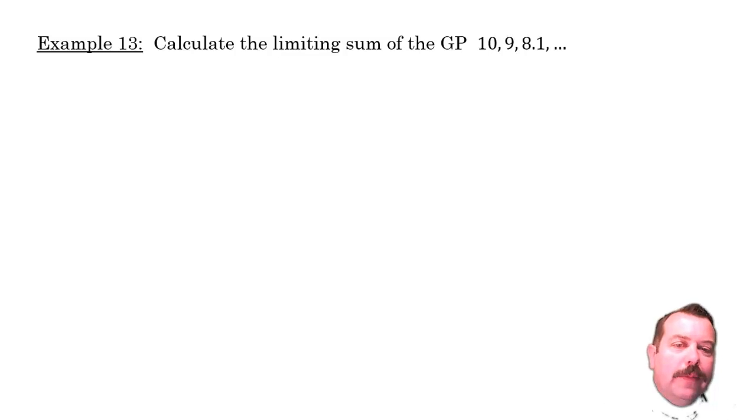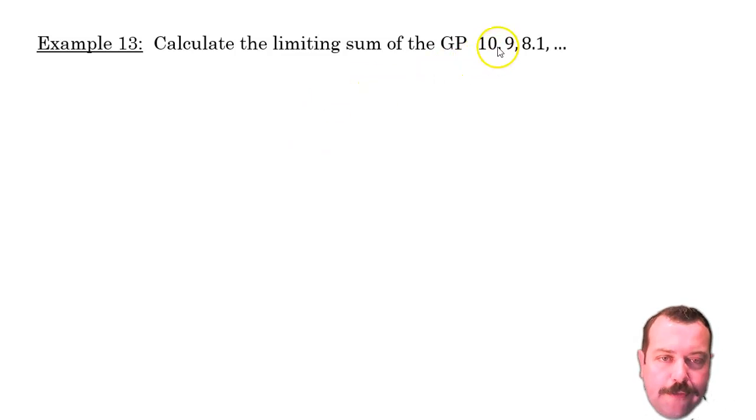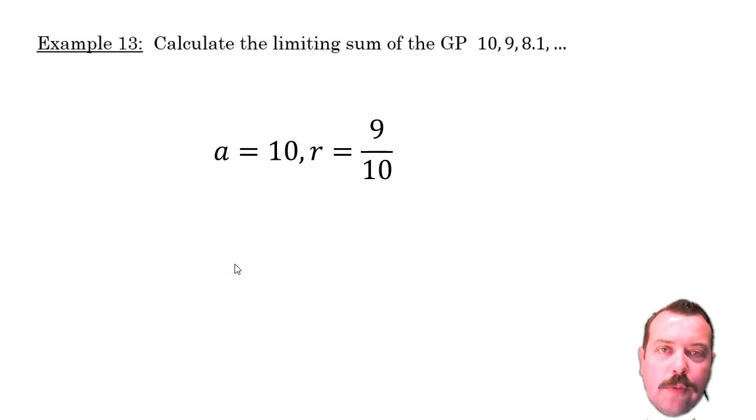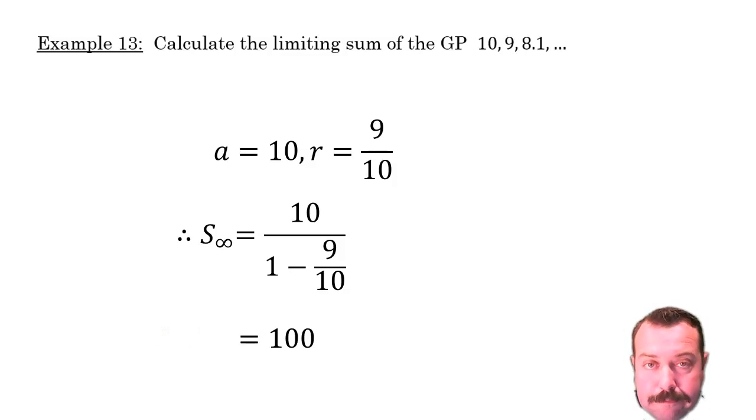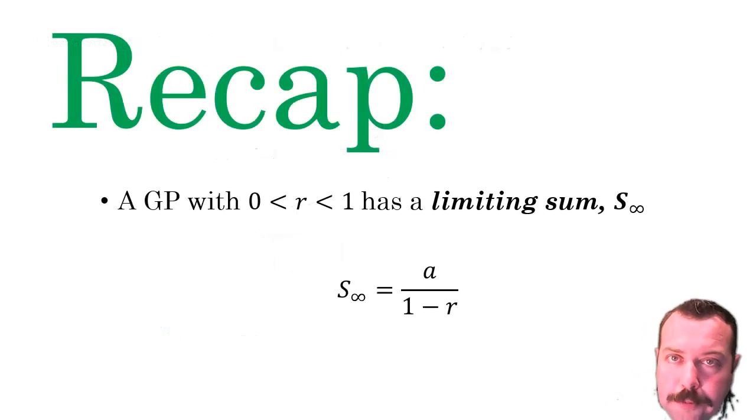So, I want to calculate the limiting sum of this GP: 10, 9, 8.1, and so on. The first term is 10, so a equals 10, and the common ratio is 9 over 10. So that's what I need there. And the limiting sum is a over 1 minus r. So 10 over 1 minus 9/10 is 10 over 1/10, which is 10 multiplied by 10, which is 100. There we go. It's the limiting sum. That's all we need to know.